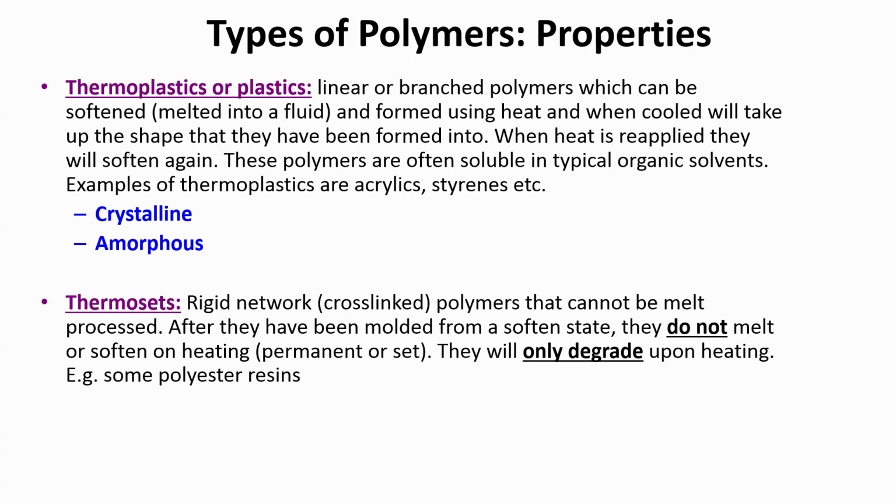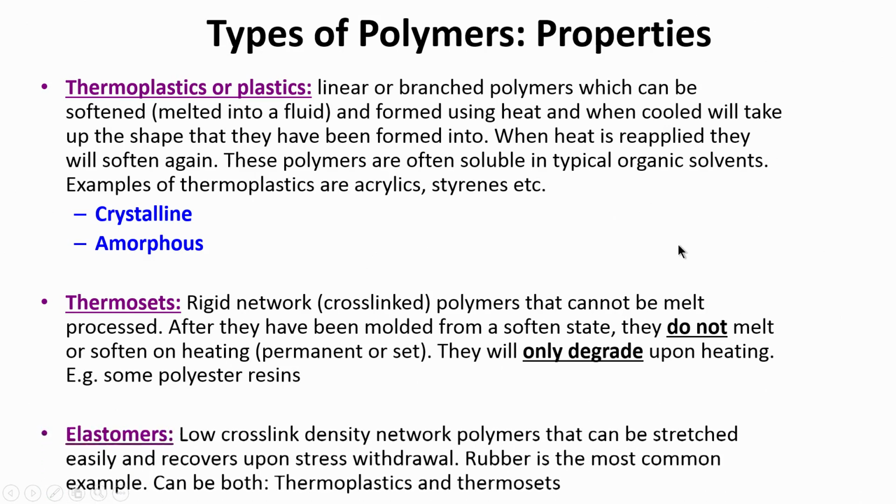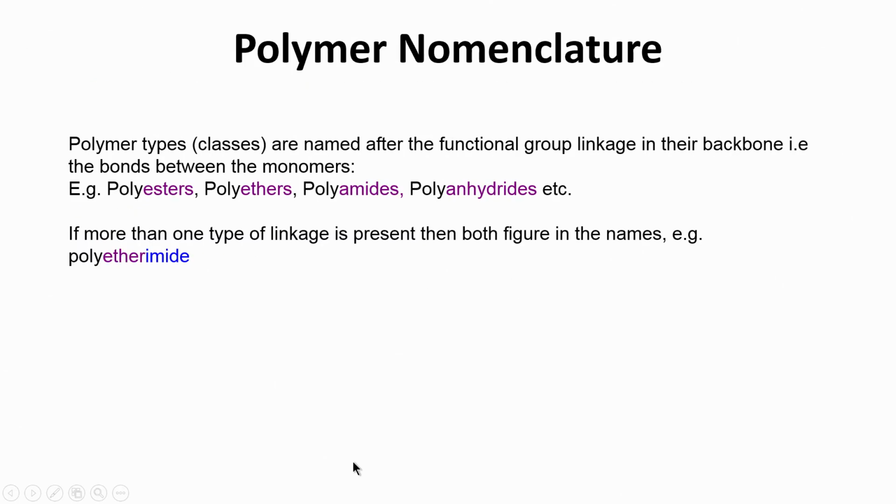Once they have been formed they cannot be molded down into the softened state, and they will only degrade once you heat them. So, some polyester resins are essentially such classes of polymer. And then finally, we have elastomers. These can be both thermoplastics or thermosets, but essentially they have very low cross-link density networks, and these can be stretched. So, something like the rubber in your tire is one of the most common examples of such kinds of polymers.